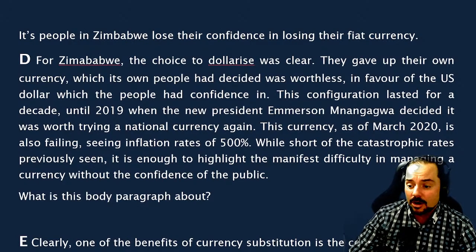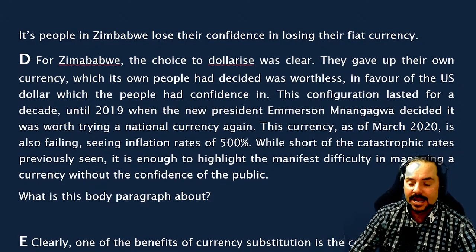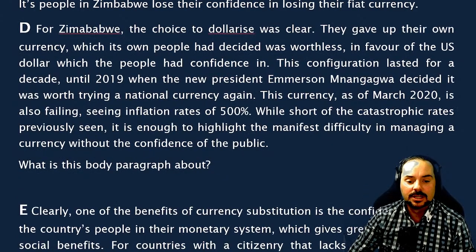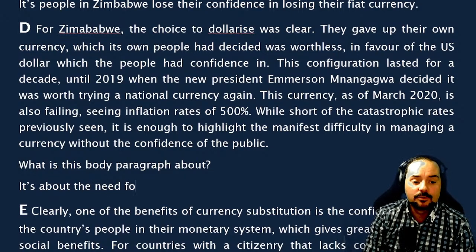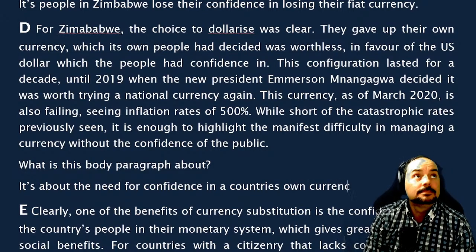However, Xiao, I do think that you have the right answer. Just make sure you state that clearly. Okay. So it's about the need for confidence in a country's own currency.